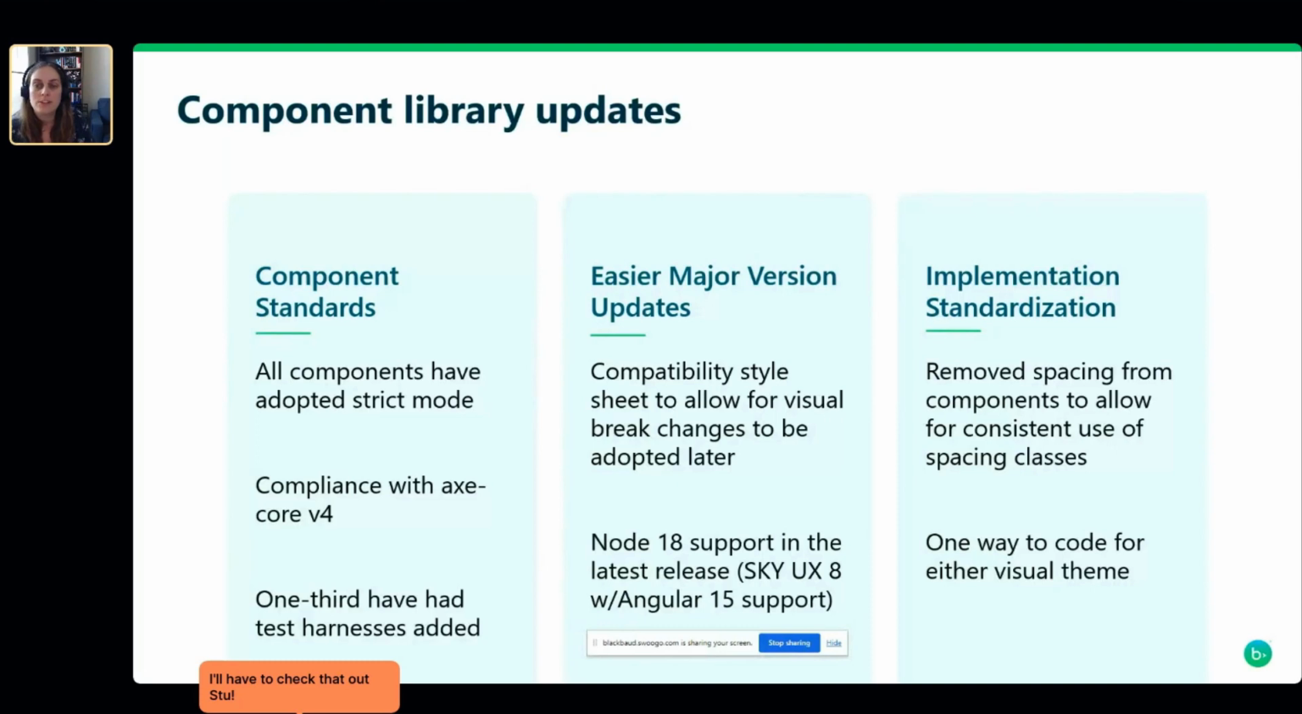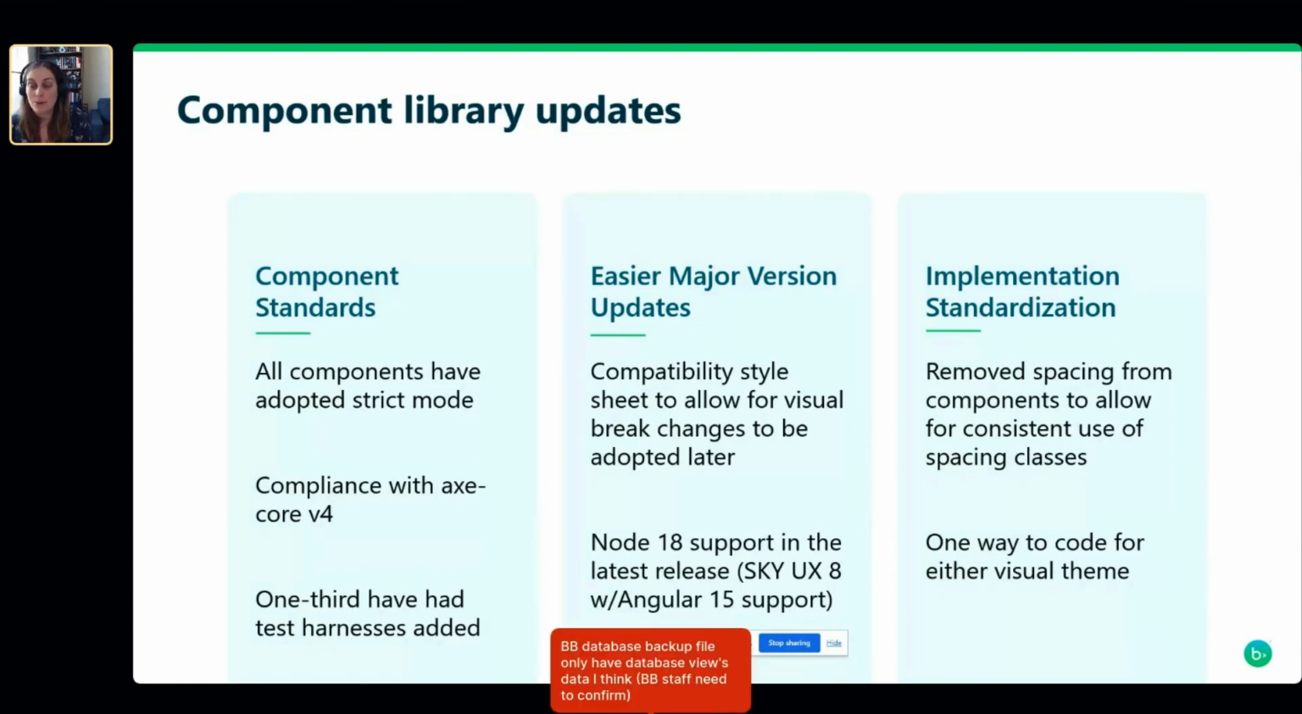For our major versions, we've created a compatibility style sheet. As the world keeps moving forward, one of the main things is making sure all of your dependencies and libraries are updated, and we don't want visual breaking changes to stand in the way of ensuring that we have secure code. So the compatibility style sheet allows for visual breaking changes to be adopted later, and the primary underlying Angular libraries can be updated right at the time that we release our latest version.